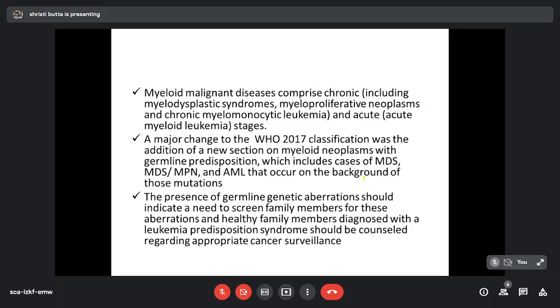A major change in the WHO 2017 was the inclusion of MDS/MPNs, okay, and allowing for ascertaining the AMLs with recurrent genetic abnormalities to be included. The presence of germline genetic aberration should indicate a need to screen family members. So this is now coming up as a new tool, okay. Screening family members has also come up because ascertaining germline genetic aberrations helps to screen family members and make them healthy as well. So healthy family members diagnosed with leukemia predisposition syndrome should be counseled regarding appropriate cancer surveillance.